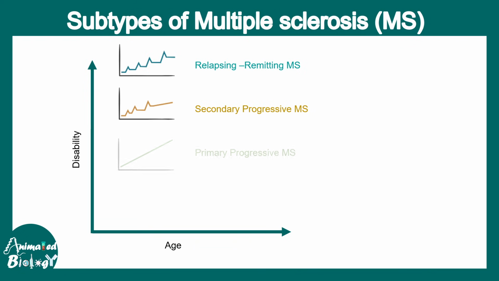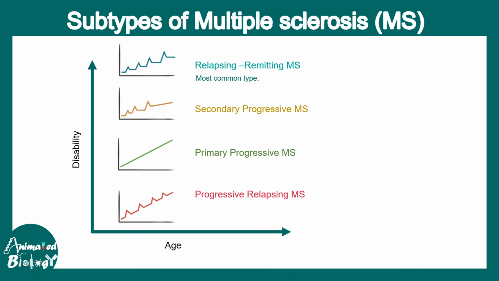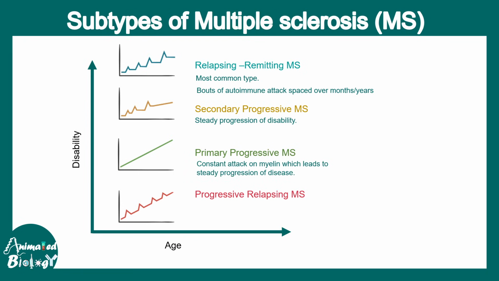There could be secondary progressive multiple sclerosis, primary progressive, and progressive relapsing multiple sclerosis. In relapsing remitting multiple sclerosis, which is also the most common type, bouts of autoimmune attack happen over a span of years or months. In secondary progressive multiple sclerosis, there is a steady progression of the disability. In case of primary progressive, there is a constant attack on the myelin sheath, which leads to a steady progression of the disease, and this is the most dangerous part.